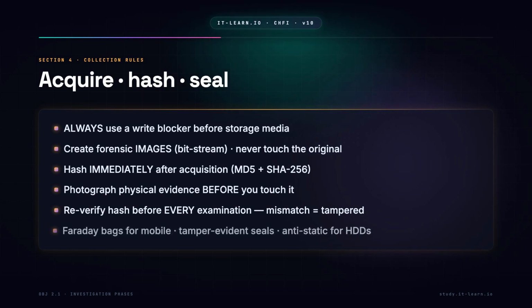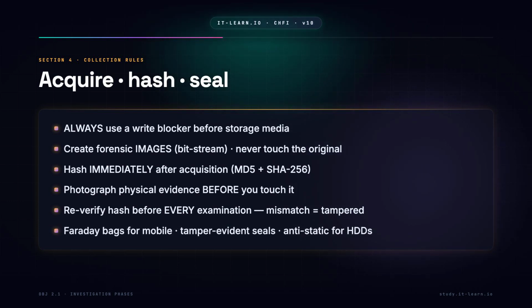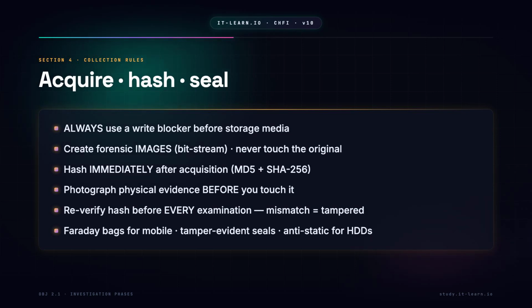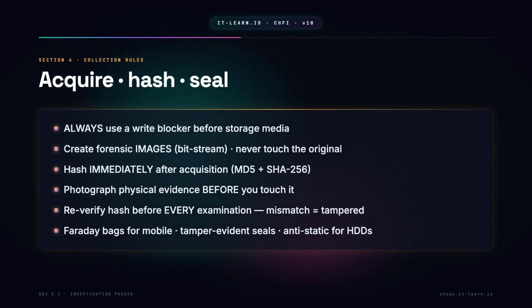Label every item: case number, item number, date, time, collector. Then preservation. Hash verification at collection. Re-verify before every examination. Mismatch? You have a tampering problem. Anti-static bags for electronics, tamper-evident seals, Faraday bags for mobile devices, blocks remote wipe commands, temperature-controlled long-term storage, locked evidence room.